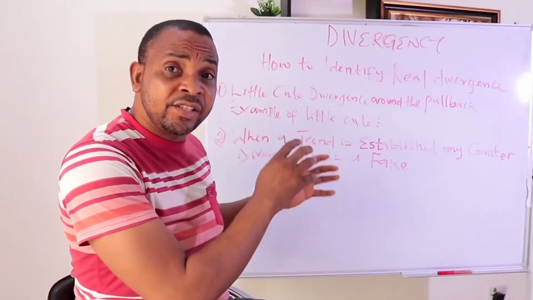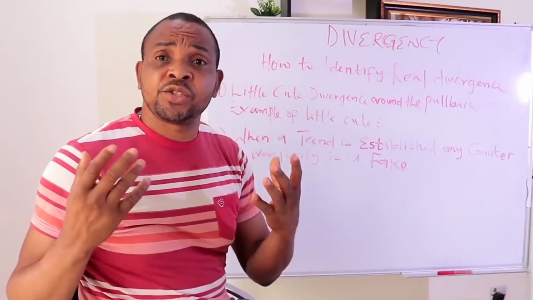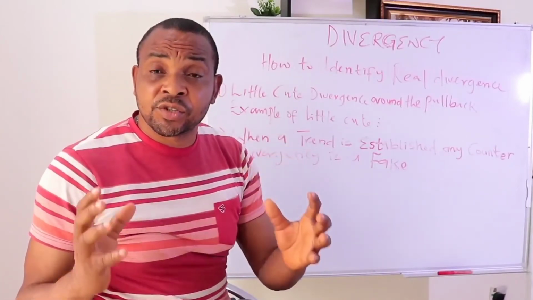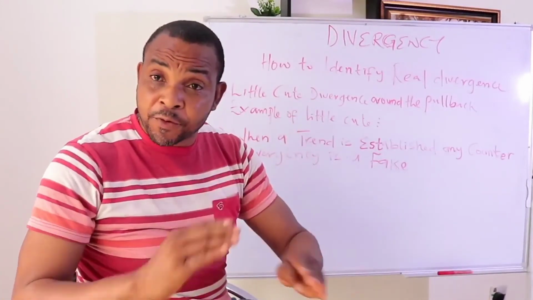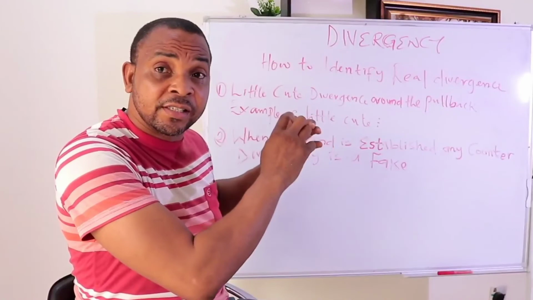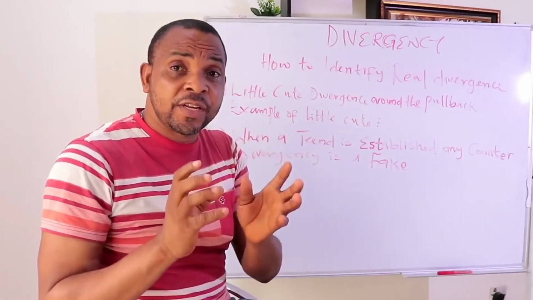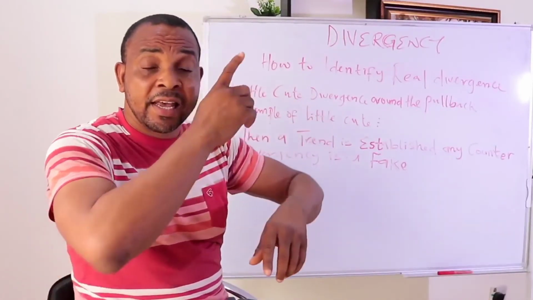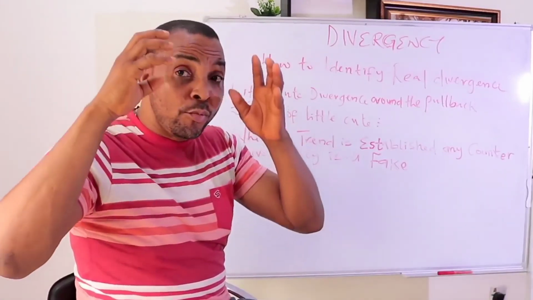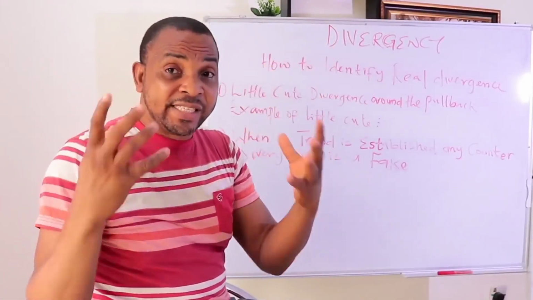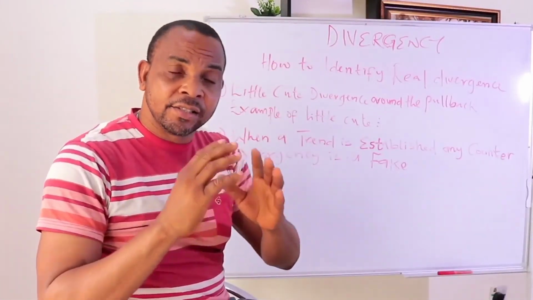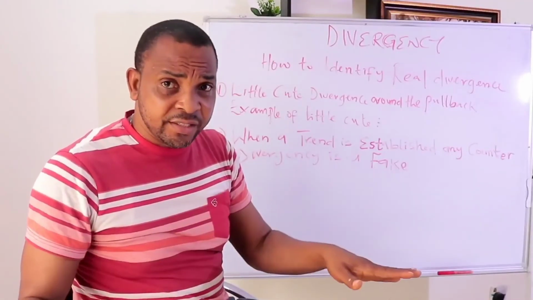When you see that little cute divergence, it really shows that this continuation will work out fine by the presence of this divergence. So I love that little cute divergence when there is a pullback, and with this, once you get in, you are going to get in comfortably.